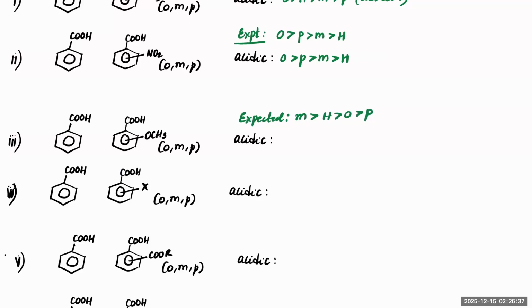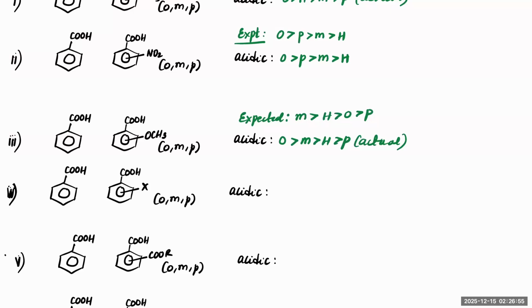But what is it that we need to do? In all the cases, only one thing: pull the ortho at the first. So ortho should be greater than meta, then hydrogen, then para. That is the actual order. Okay.